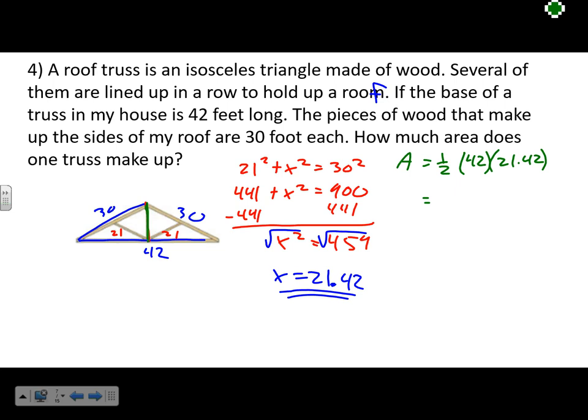0.5 times 42 times 21.42 is 449.82 is the area for that one, which I think would be a really tall roof, but that's okay. Disproportionately tall, but that's okay.